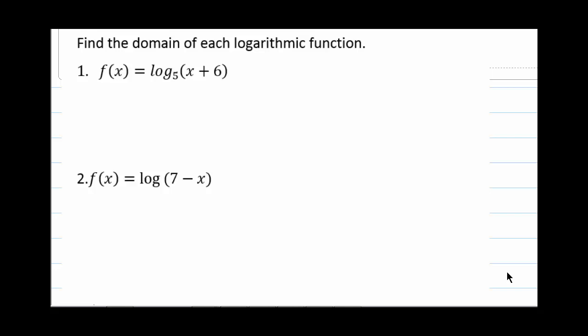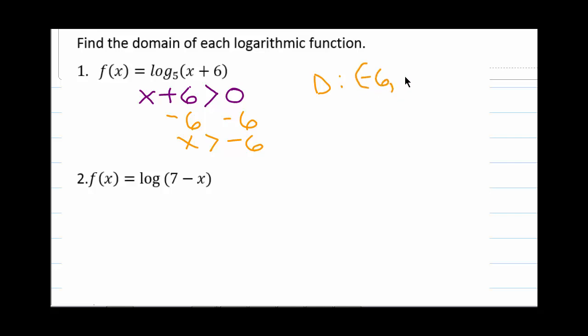All right, so here are examples of finding the domain of each logarithmic function. Here I have f of x equal to log base 5 of x plus 6. That x plus 6 is in my parentheses, so as we just saw, whatever is in the parentheses, x plus 6, you set it greater than 0. Solving here, I subtract 6 from both sides, so I get x is greater than negative 6. So therefore my domain is from negative 6, which is not included, to infinity.